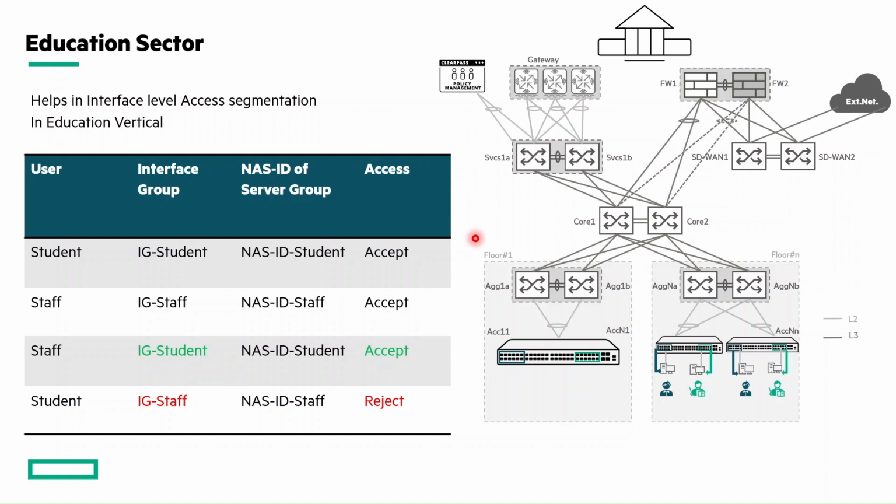Let's see the access level operations. First, a student. When a student connects to the student interface group, he will be allowed access. Next is a staff member. When the staff member connects to the staff interface group, he will be allowed access. Next, when a staff member connects to the student interface group, since the staff has additional privileges, he will be allowed here. But when a student connects to a staff interface group, he will be rejected, because the student does not have the privilege to connect to a staff interface group.